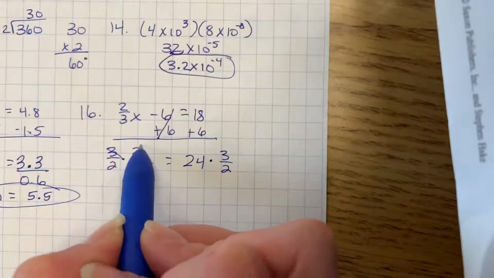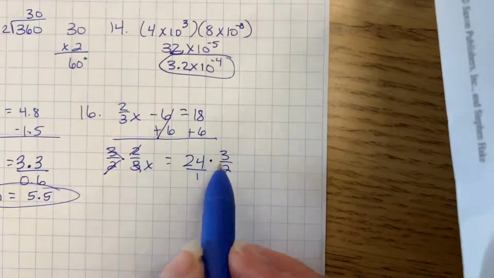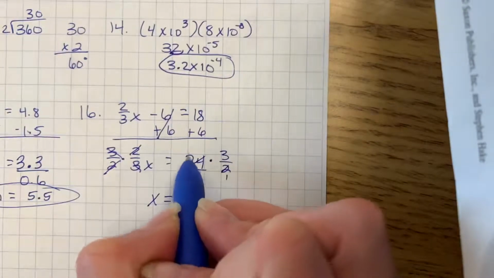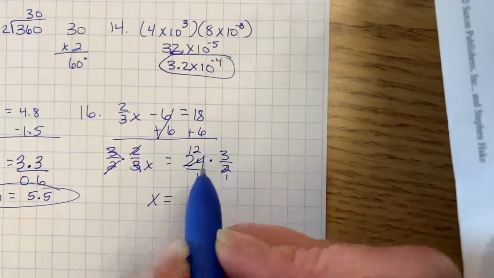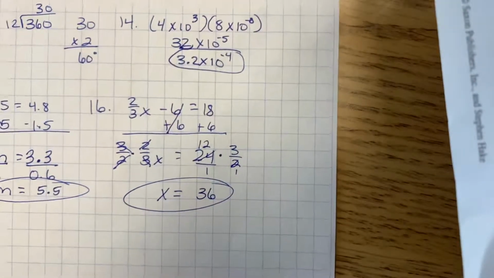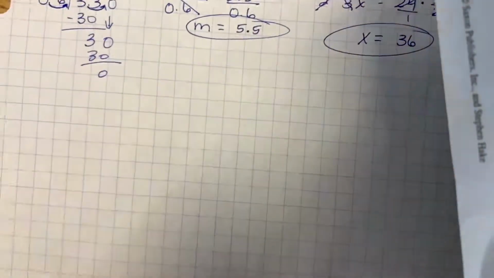These are going to cancel out. And then this is like 24 over 1. So we get x equals, 2 goes into 2 one time, it goes into 24 12 times. 12 times 3 is 36. There's our answer for number 16. All right, let me move my paper here.